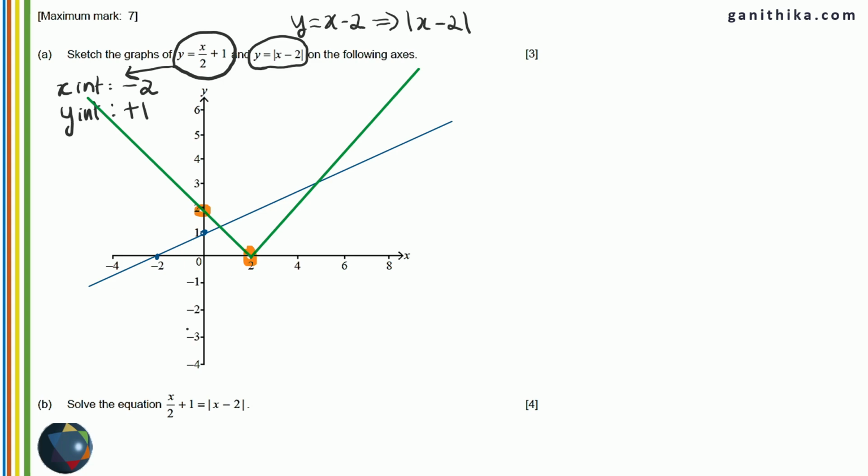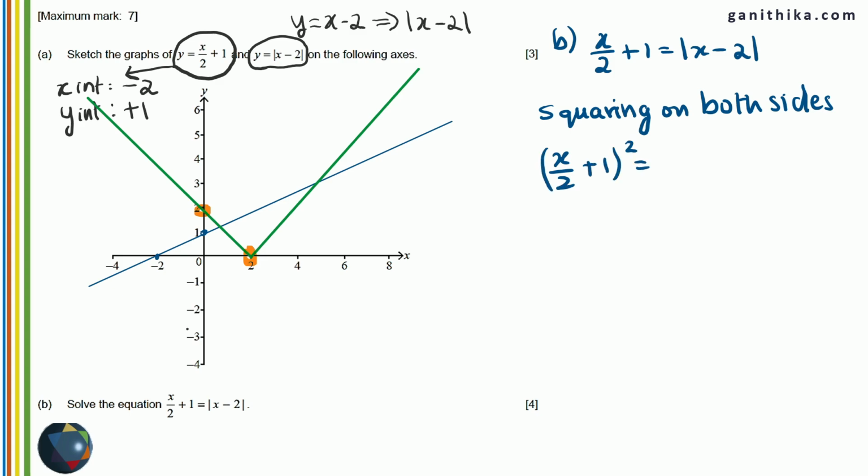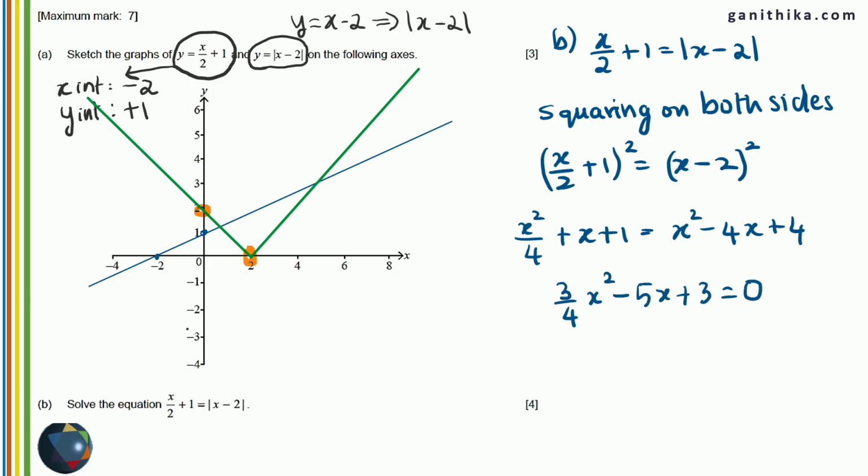The next question is: solve the equation x by 2 plus 1 is equal to modulus of x minus 2. If this was a paper 2 question, you could have simply got the answer from the graphs, but here we are not able to find the exact values of the points of intersection. Therefore, we will solve this analytically, and there are two methods. The first method is to square both sides and then form a quadratic equation. Squaring both sides and simplifying further, you will get a quadratic equation.